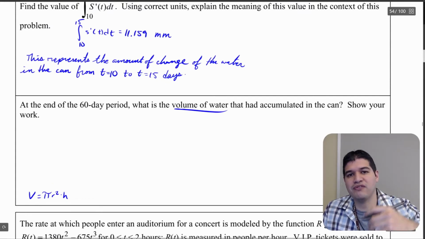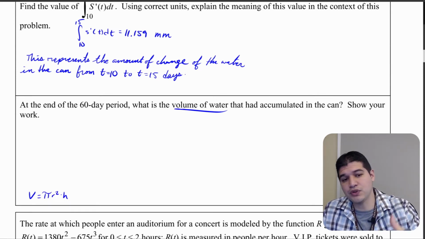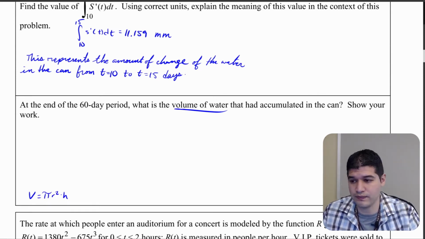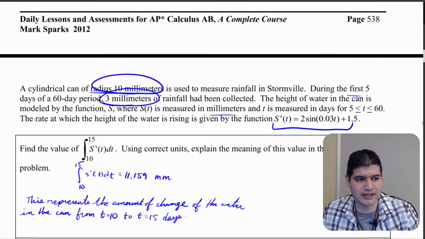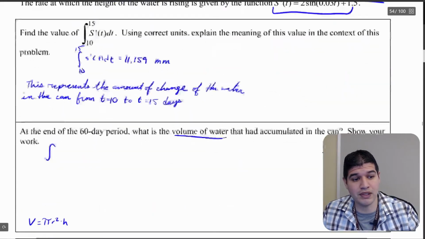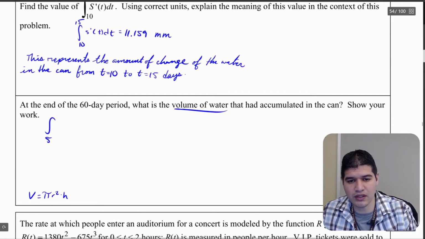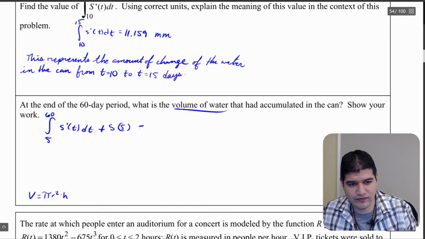But just note that when we find the integral at the end of the 60-day period, we're going to be able to determine what this volume is. The other thing that I'm going to note here is that this integral only goes from 5 to 60. So from 0 to 5, we know that we have a starting point of 3 millimeters, so we're going to take note of that. So we're going to go here from 5 to 60, not 0 to 60, of s prime of t dt. And we're going to add in s of 5 into our final calculation. Okay, so we're going to add this in, and we're going to calculate this.